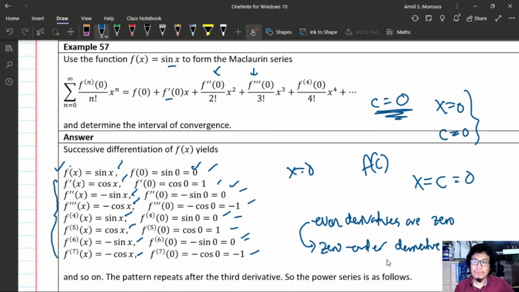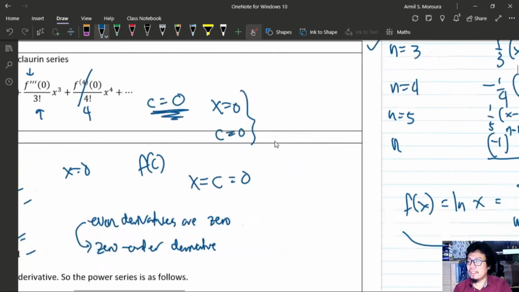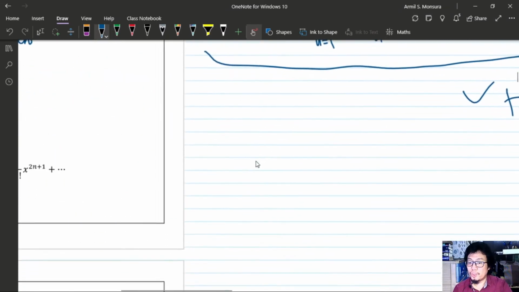If you actually look at this pattern, this is your 0 order derivative, this is your second order derivative, this is your fourth order derivative, and so on. So all of these are 0. What remains are the odd terms, the odd derivatives. So we can work on that, and this is for sine.